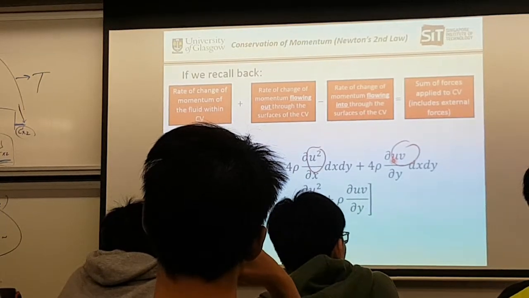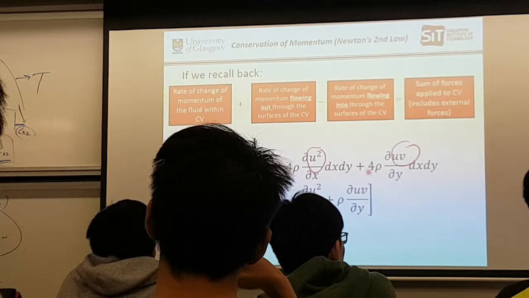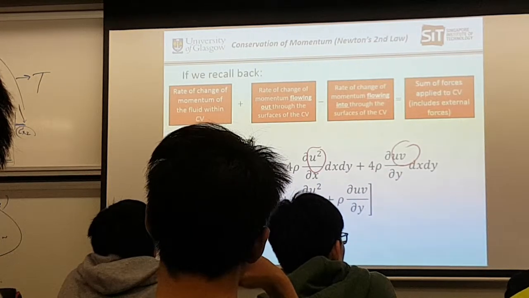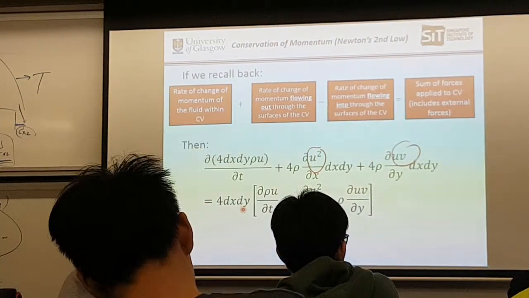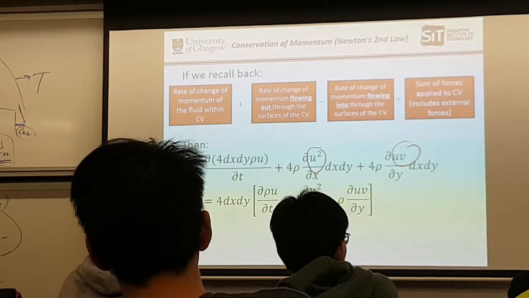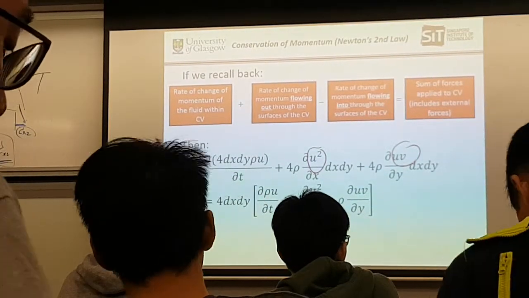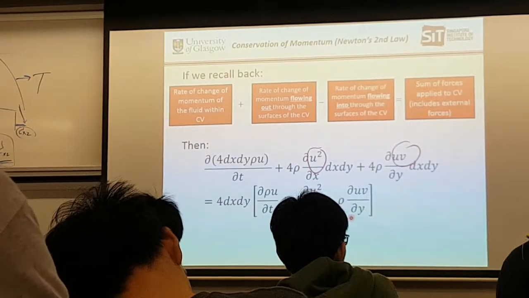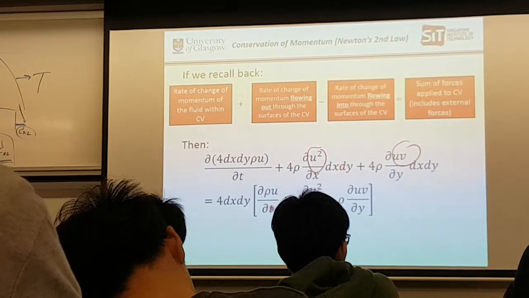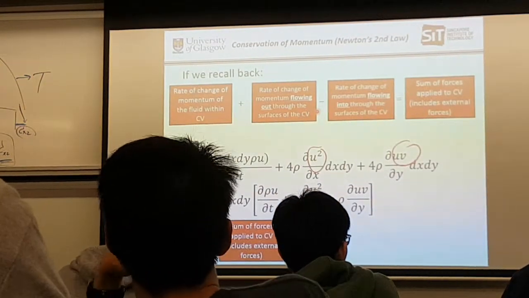Now the good thing is this: in all the equations here, 4 is a constant value, so we can take out 4. dx, dy are the dimensions of the box that we are considering, so they are also constant values. So we can take out the factors here. The rest are just your differential equation: how does your rho and your u change with time, U square change with space, and your u change with space. These terms represent the first three boxes here, and this is equal to the last box here.